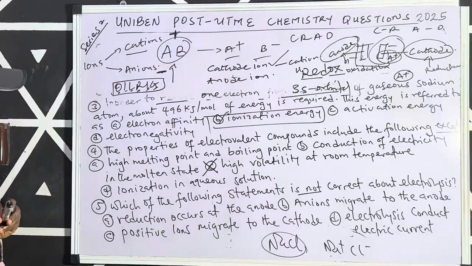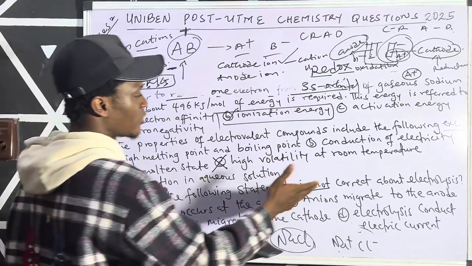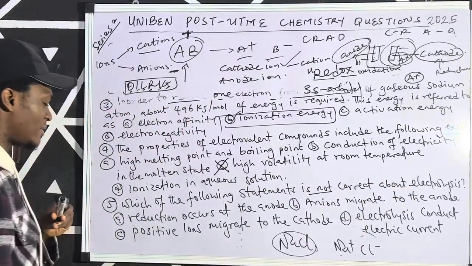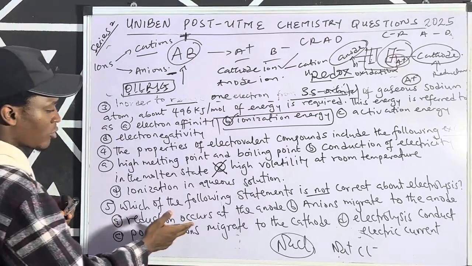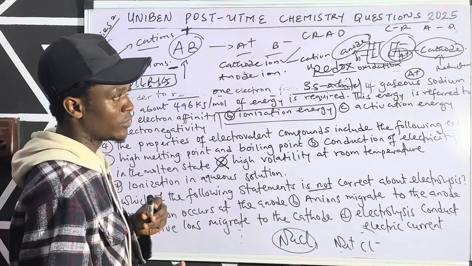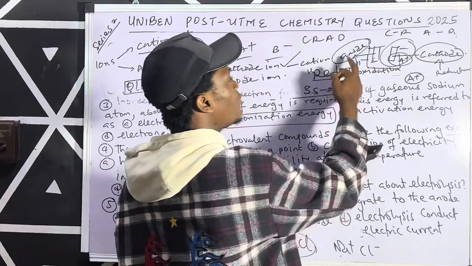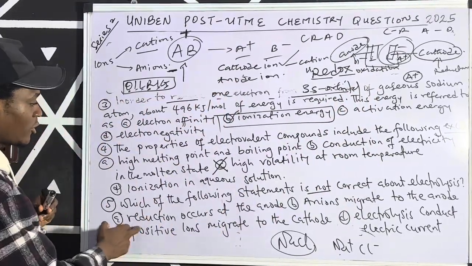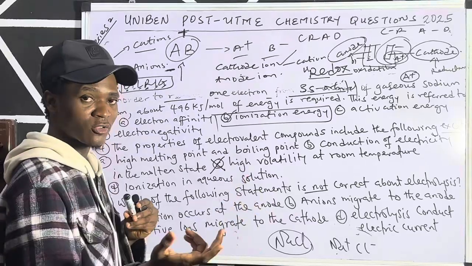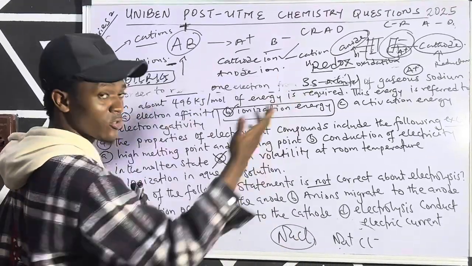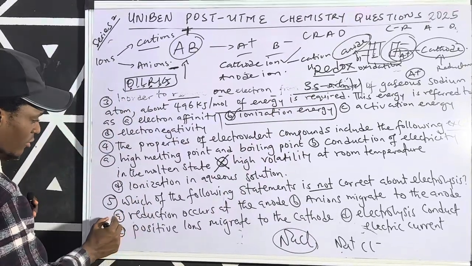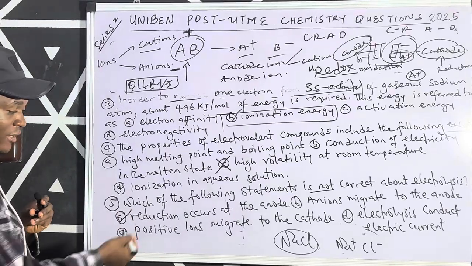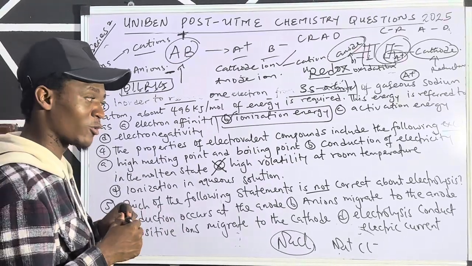So now let's see the question. Which of the following statements is not correct about electrolysis? A. Reduction occurs at the anode. Is that true? Let's check. At the anode, what takes place there? Oxidation. Now they are saying that reduction occurs at the anode. Is that true? No, because it's oxidation that takes place there. So this becomes our right answer. We've already gotten our answer, because that's not correct.